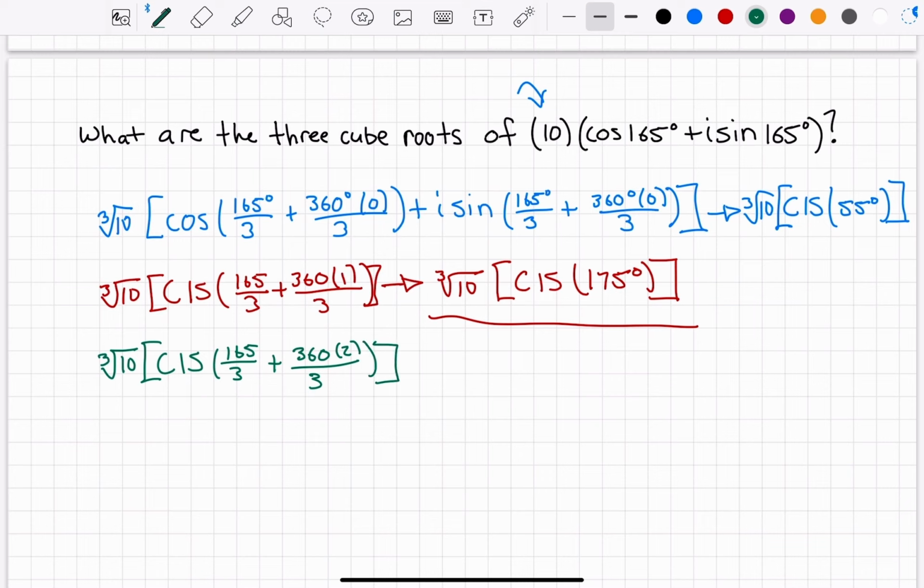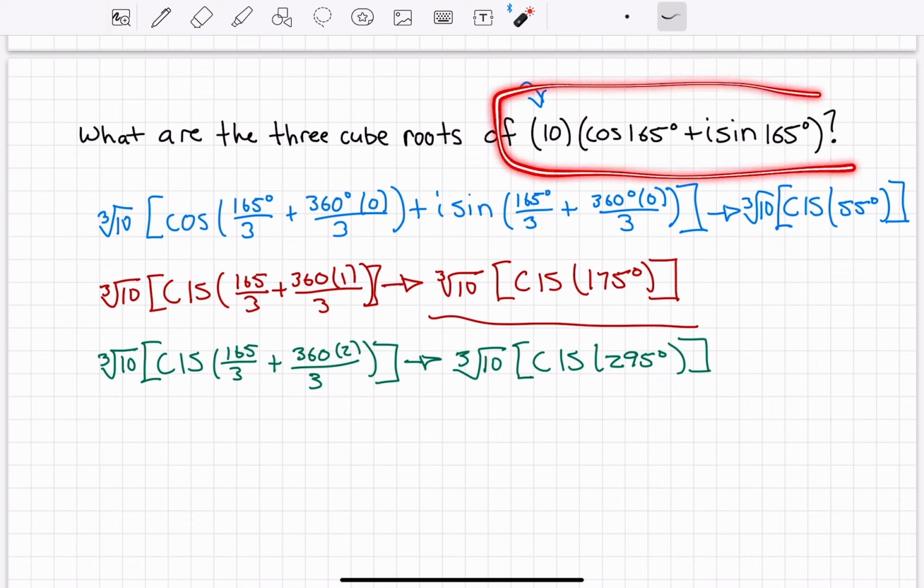All right, and just simplifying what's inside the trig functions, I believe that should give us 295 degrees. So let's see, that's going to simplify to the cube root of 10 CIS 295 degrees. And there you have it. We have the simplest version of our 3 cube roots of the complex number 10 CIS 165 degrees. All right, so that's all you have to do there.